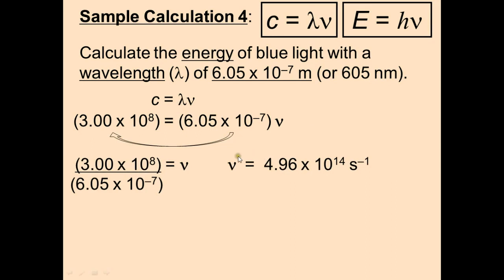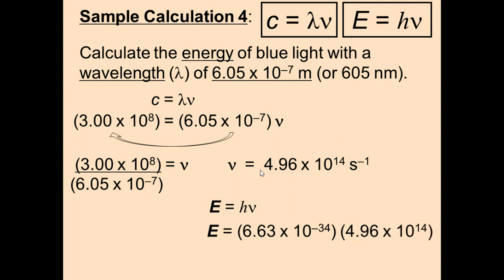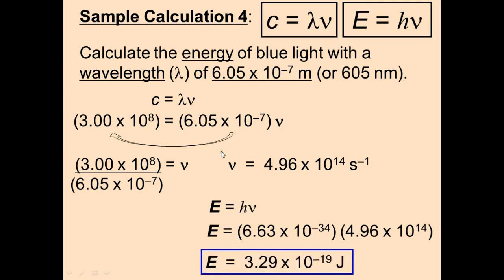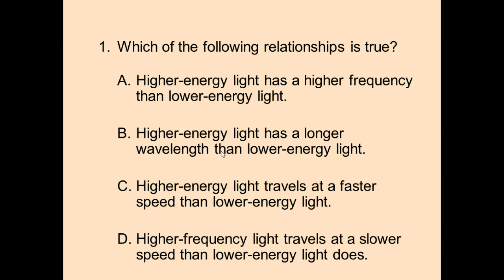And now we can go to the second formula with the E and find energy. So we have v, and the second formula right there. h is Planck's constant, which is always given to us, 6.63 times 10 to the negative 34th, times 4.96 times 10 to the 14th, which we got from the other formula. And we multiply them and get energy, which is 3.29 times 10 to the negative 19th.